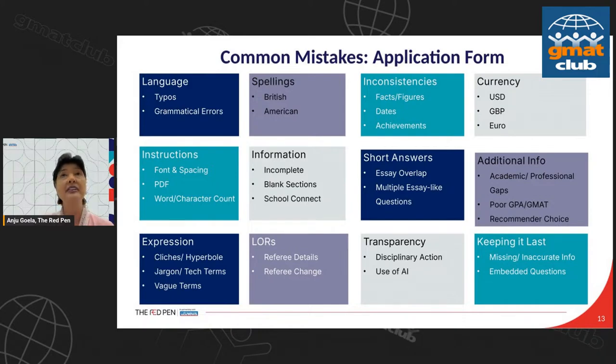Please give complete information, in terms of your data points and also in terms of the subjective questions that you answer. Blank sections: please do not leave any section blank. Last year, a candidate who did not make it to HBS came to us and showed us his previous application. And we realized that there were a lot of short answer questions, and they were optional, but they were left blank. Now, this is a huge missed opportunity.